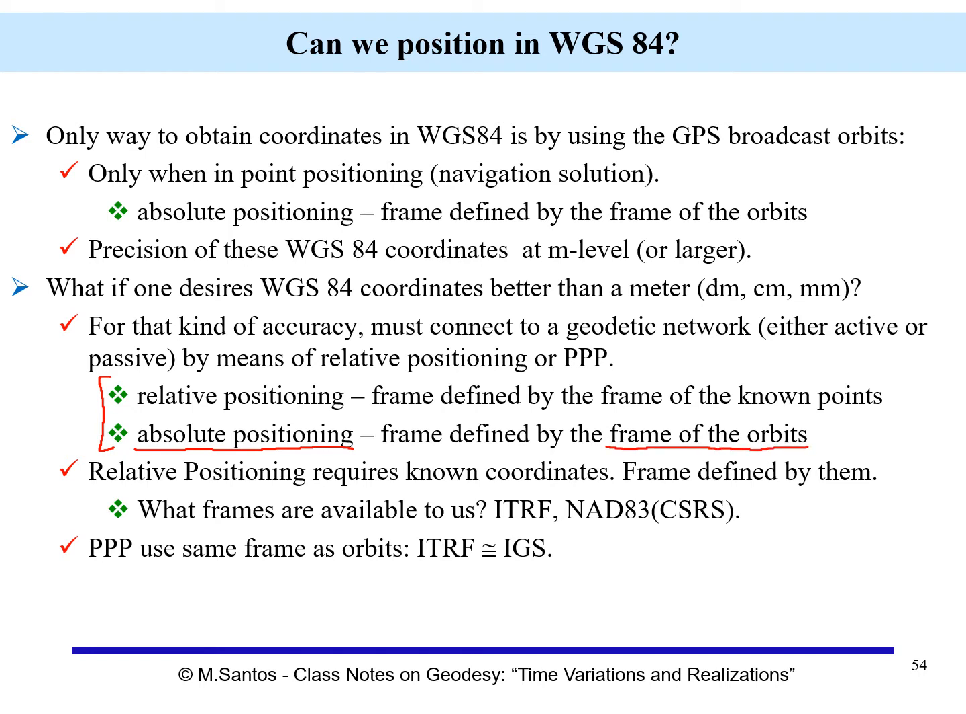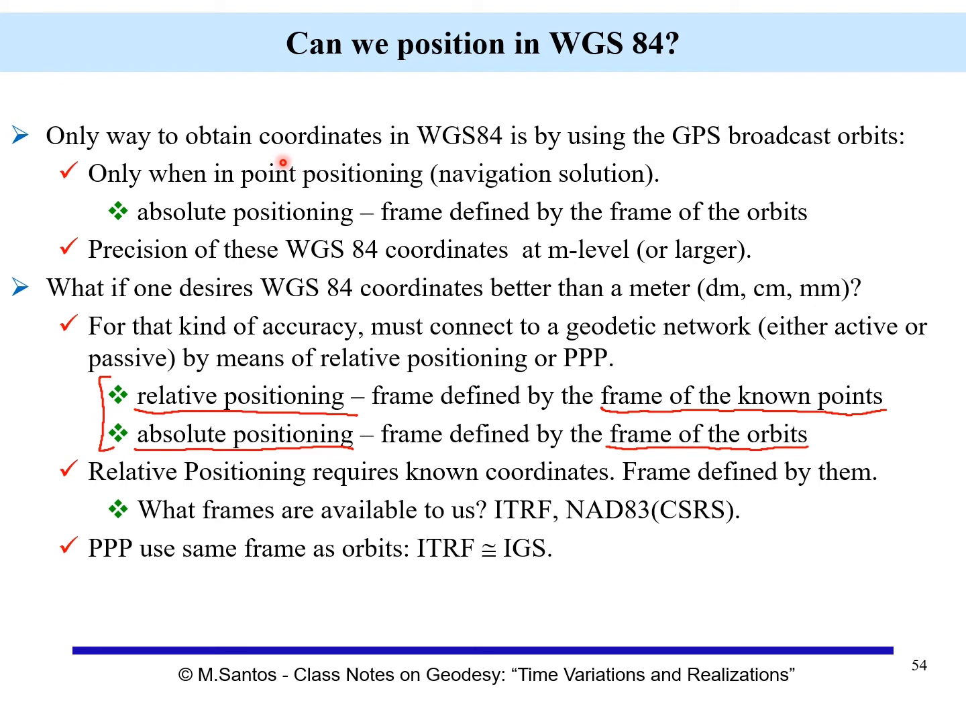That's very important. When we are in relative positioning, which means we are positioning ourselves with respect to a known point or a known station, the frame of the coordinates is defined by the frame of the known points. So let's start with that because this is very important. Now, can we position in WGS84?